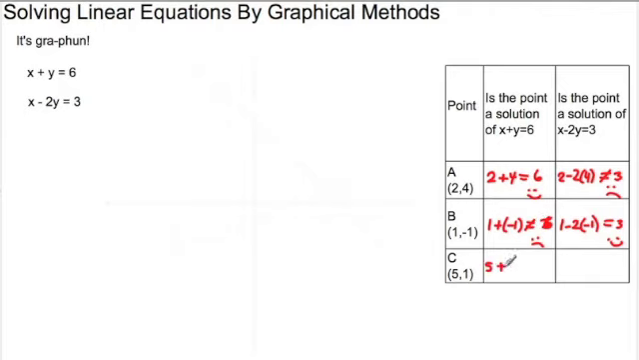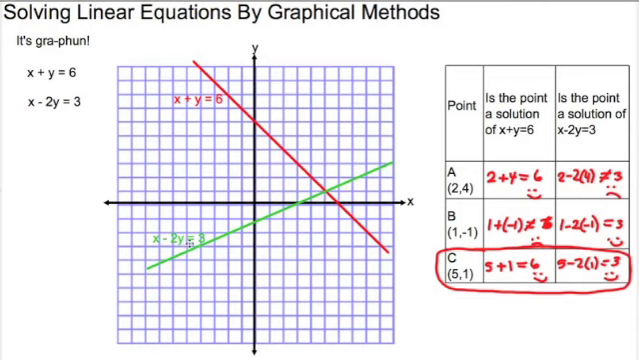Let's take a look at the third point. 5 plus 1 equals 6. That is true. And how about 5 minus 2 times 1? 2 times 1 is 2. So we can see point C is a solution for both the first equation and the second equation. And if I were to go ahead and graph x plus y equals 6 and x minus 2y equals 3, I can see that common point here of positive 5 and positive 1 as my xy coordinates.